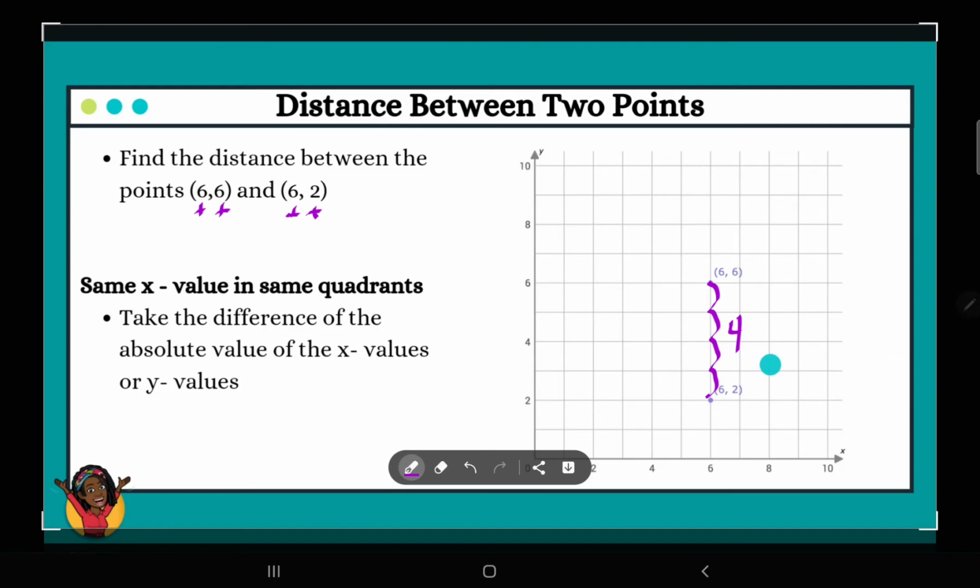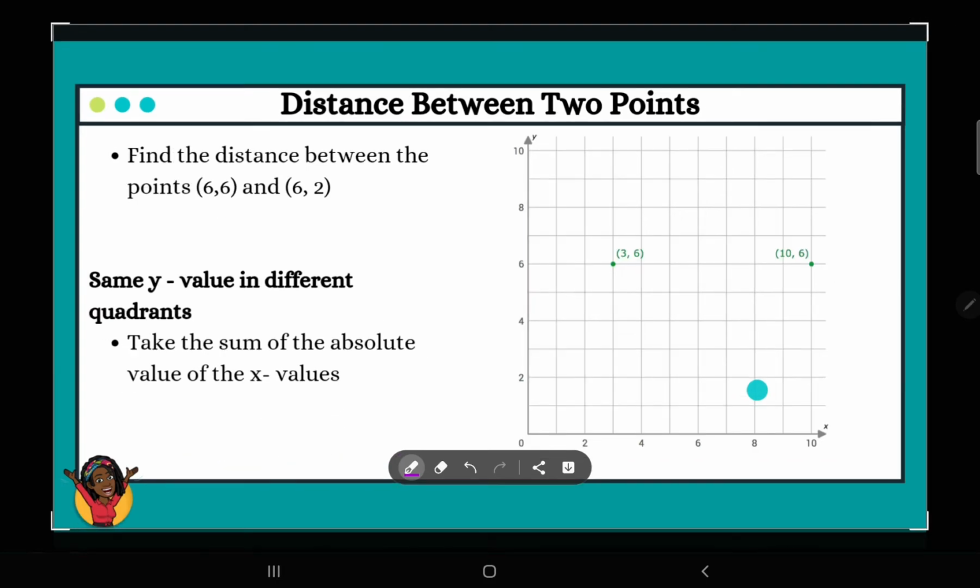So let's go ahead and take the absolute values. So the absolute value of 6 minus the absolute value of 2. So that's 6 minus 2, which is equal to 4 units, which is the same as when we counted the number of spaces. We won't always have a coordinate grid, so it's really nice to know this formula for those cases.